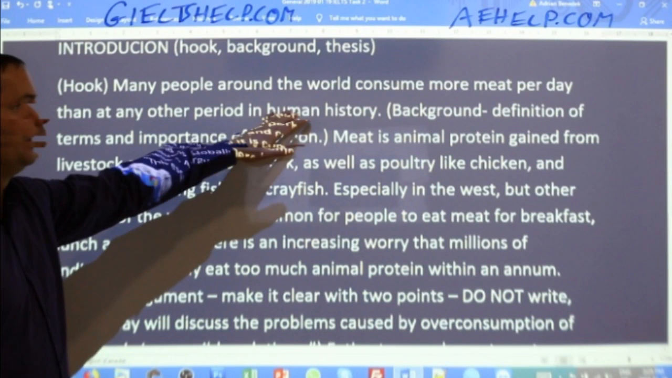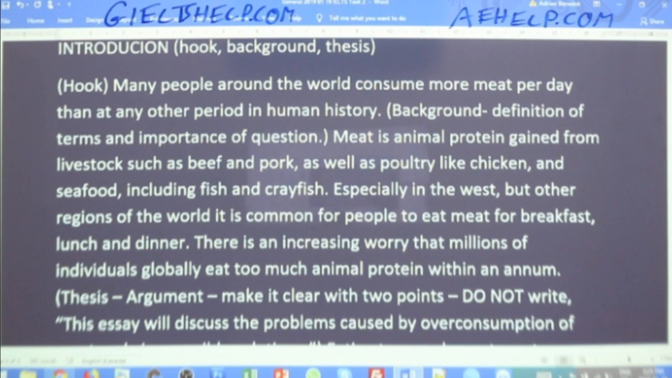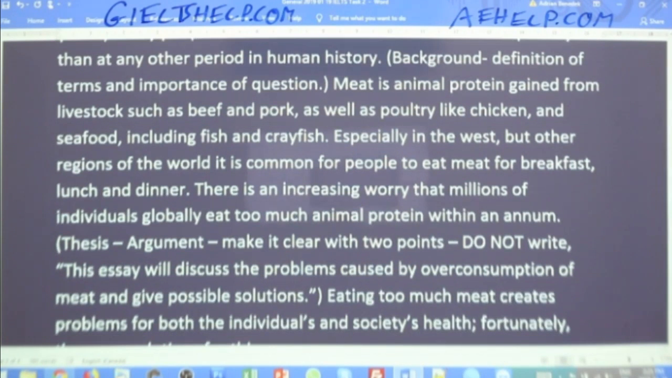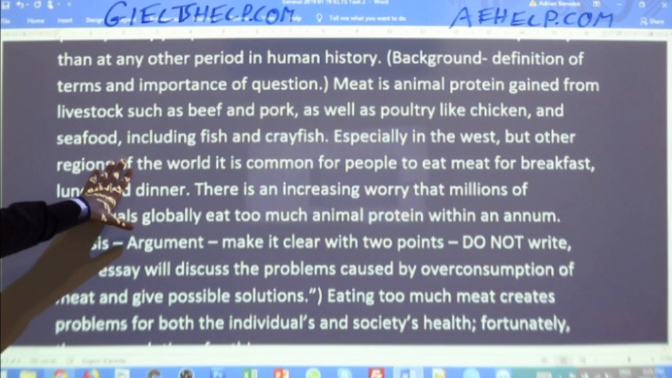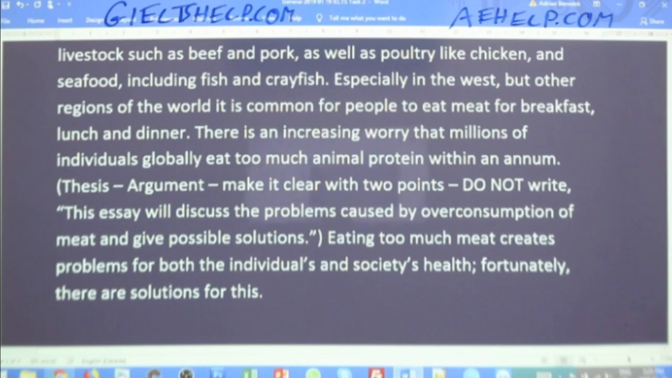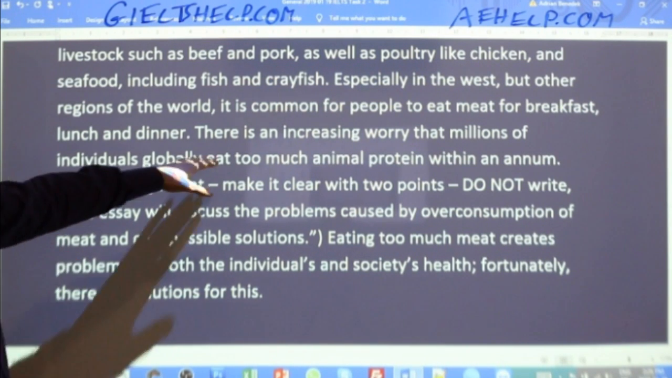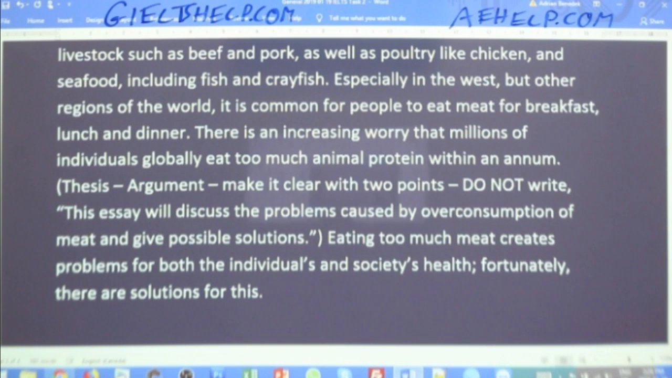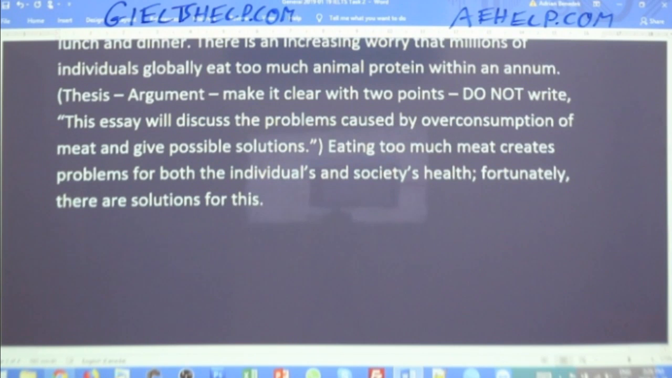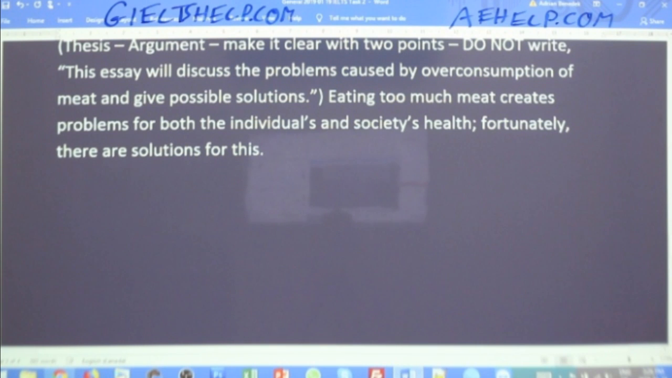Many people around the world consume more meat per day than at any other period in human history. Meat is animal protein gained from livestock such as beef and pork, as well as poultry like chicken, and seafood including fish and crayfish. Especially in the West, but other regions of the world, it is common for people to eat meat for breakfast, lunch, and dinner. There is an increasing worry that millions of individuals globally eat too much animal protein within the annum. Eating too much meat creates problems for both the individual's and society's health. Fortunately, there are solutions for this.